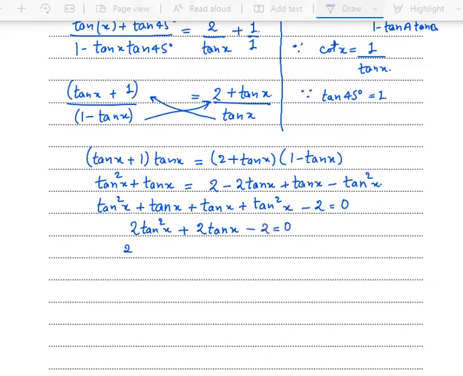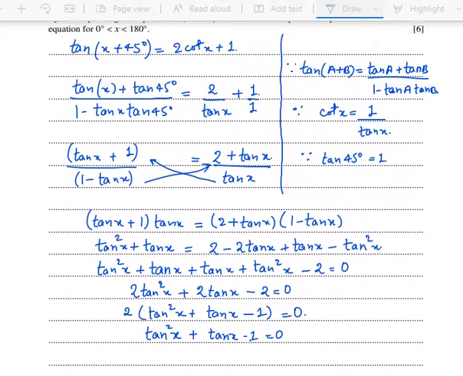Now I can take 2 common. So I'll get tan square x plus tan x minus 1 equals to 0. So therefore we got a quadratic equation in terms of tan x: tan square x plus tan x minus 1 equals to 0. Right, students? Let's see the question again.